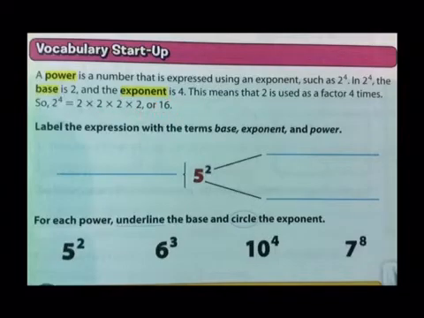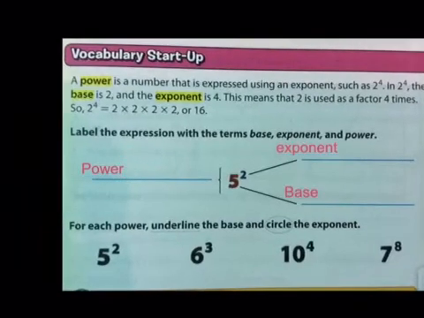There we go. So let's label it. Now we know this entire thing is called a power. And we know that the large number, the number that is being multiplied into itself, is called our base. And the little number on the top is called our exponent. Okay, there you have it.